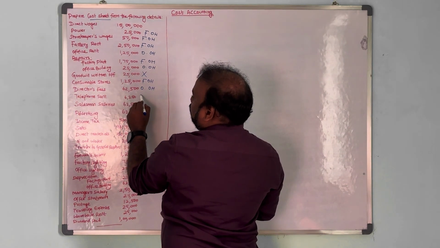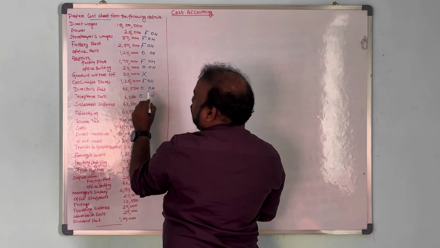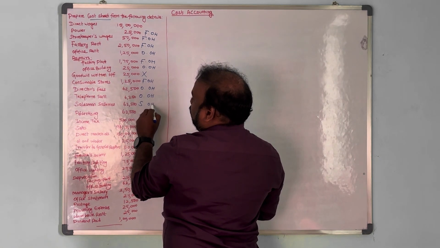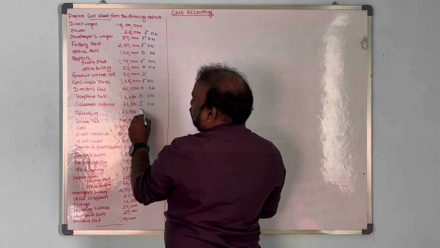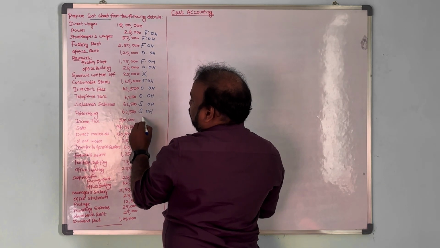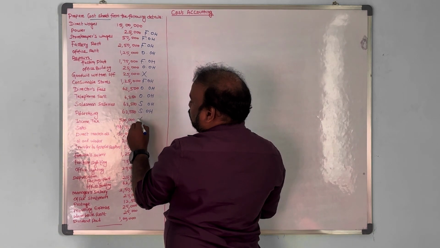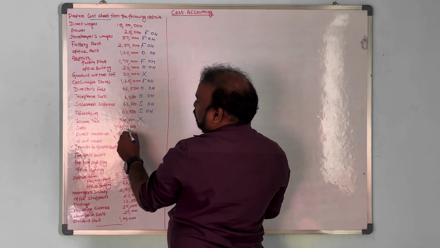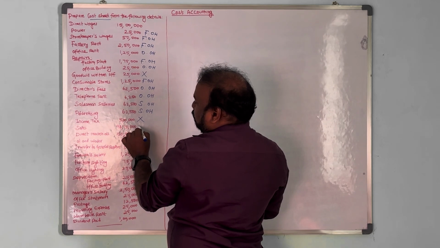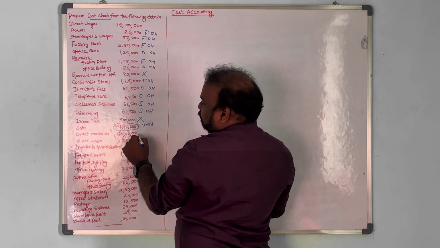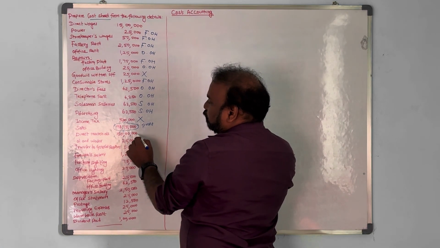Telephone rent also comes under the office overhead. Salesman salary comes under the selling overhead. Advertising also comes under the head selling overhead. Income tax is also not related to cost accounting, so this also should not come. Sales 94,75,000, this is used to calculate profit. Then direct material, this is used for calculating prime cost.